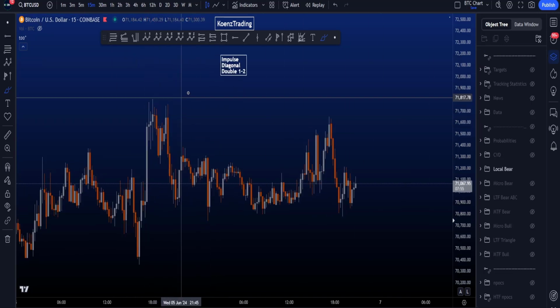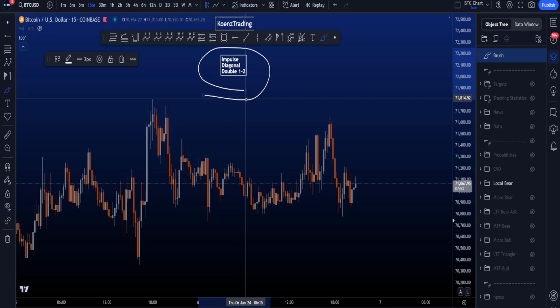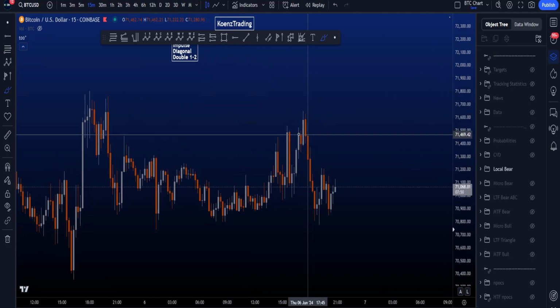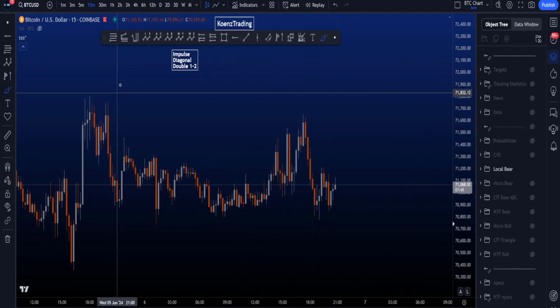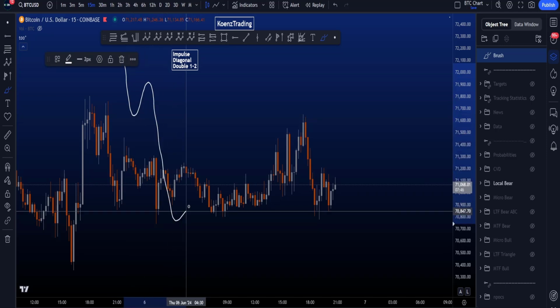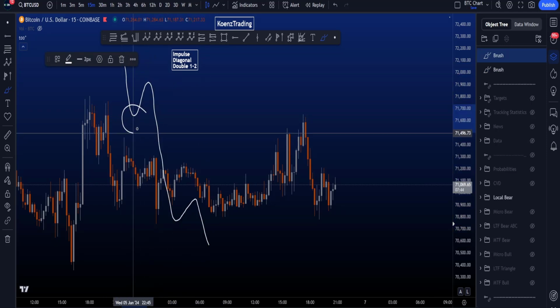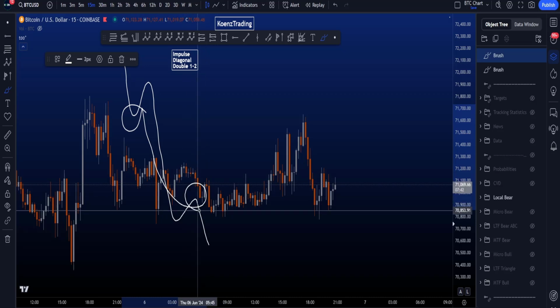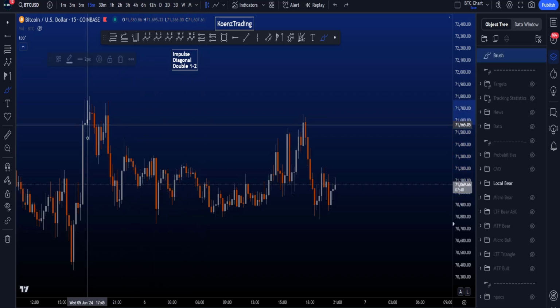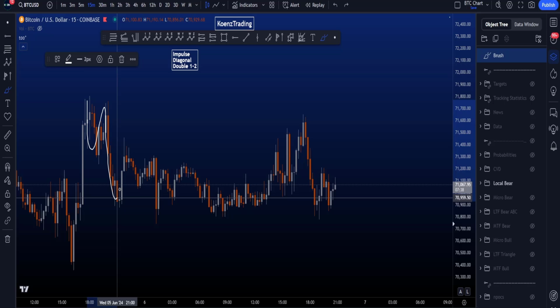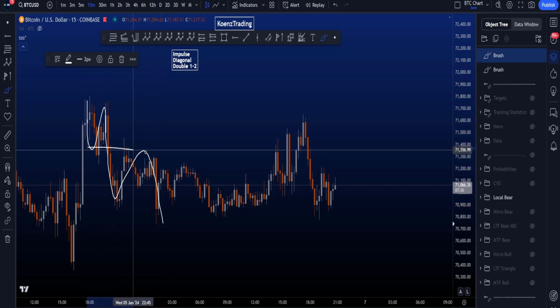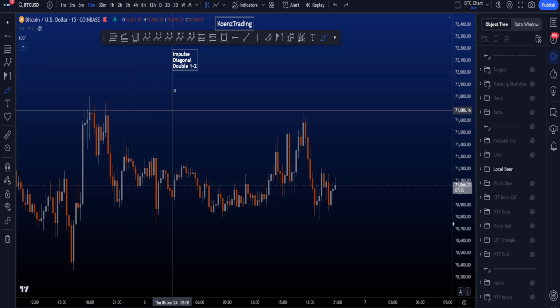On the lower time frame, we can only think about 3 structures: an impulse, a diagonal, or a double 1-2. In an impulse, we are looking for a wave 1, 2, 3, 4, and a wave 5, preferably no overlap between a wave 1 and a wave 4. If we count an impulse down here, we have a wave 1, 2, 3, 4, and 5, but you can see that there is overlap between a wave 1 and a wave 4, which is not what we like to see.